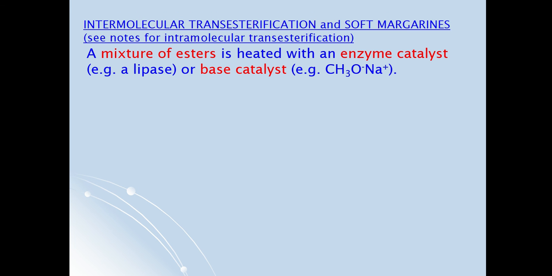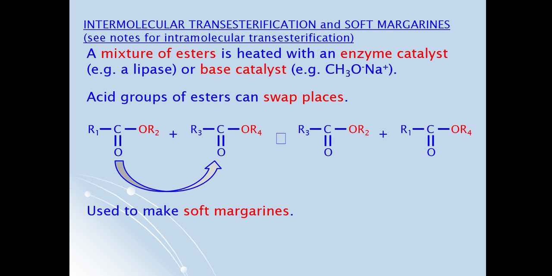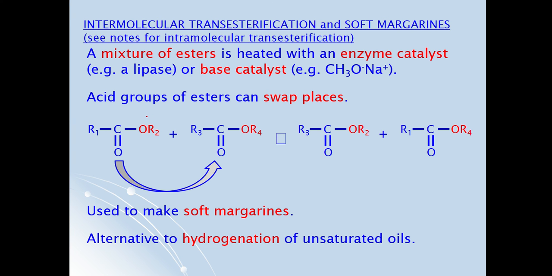Okay, final one then is intermolecular transesterification used to make margarines. So this is when we take a mixture of esters, and we use our sodium hydroxide enzyme, but this time instead of an ester and an alcohol, we have an ester and an ester, and we're swapping groups within one ester and another, used to make soft margarines. So you can see there we've gone from having R1 with R2 to having R2 with R3. So we're swapping our ester groups, and again we're doing it to change the properties of our esters, this time to make soft margarine.